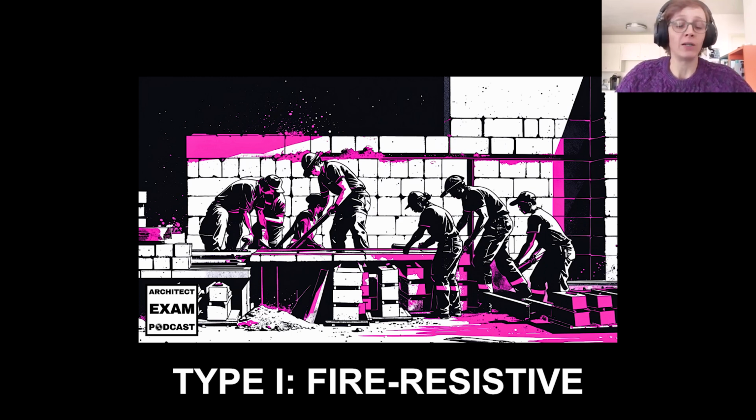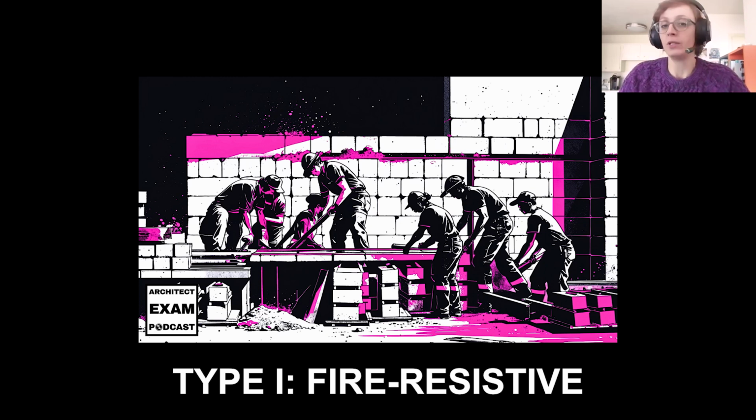Where do you see type 1? High-rise buildings, hospitals, and large civic structures. Think of a skyscraper downtown. It's designed to contain a fire and stay standing for hours. So it's going to give people time to evacuate and also give time for firefighters to respond.